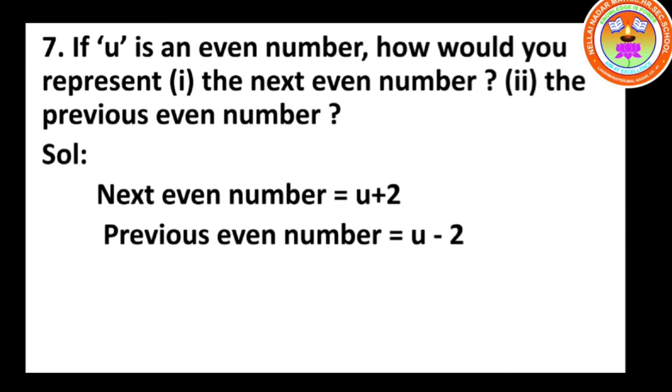For example, if you have 4, after 4 what is the number present? 6. So with 4, what do you have to add? Plus 2. So you will get the next even number 6. Like that, if you have to get the previous even number of 4, what will you do? You have to subtract 2. So 4 minus 2, what will you get? 2. Likewise here, the next even number means u plus 2 and the previous even number means u minus 2.